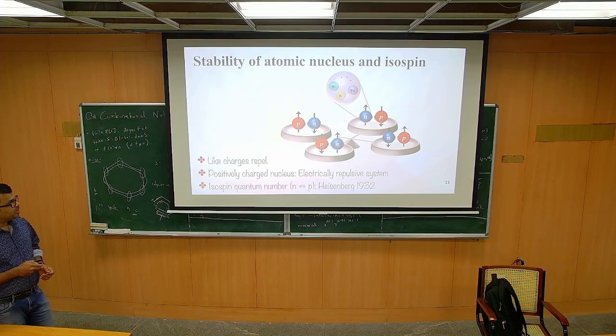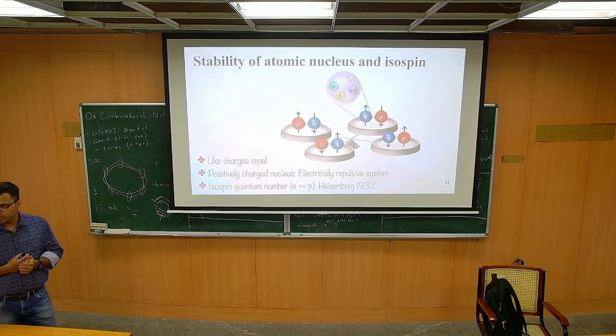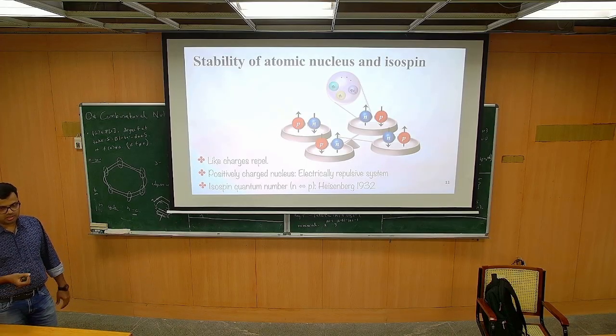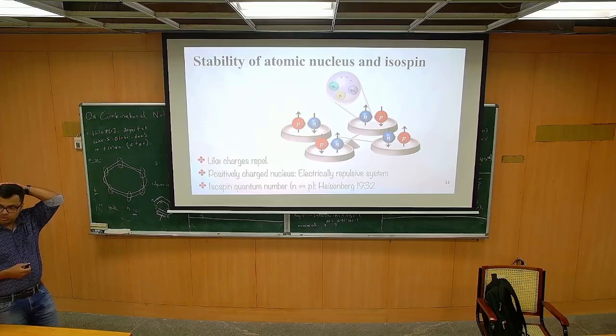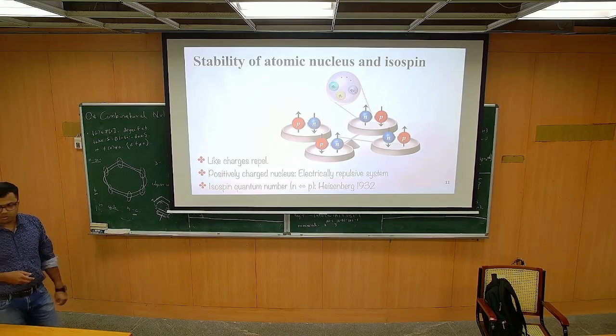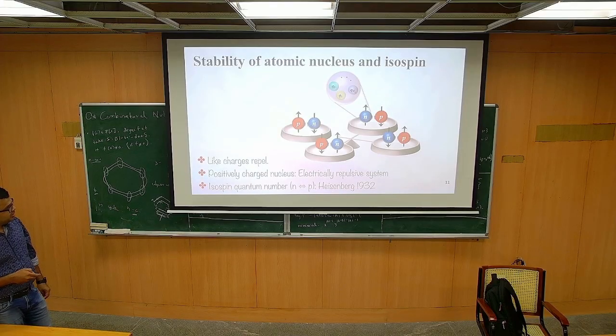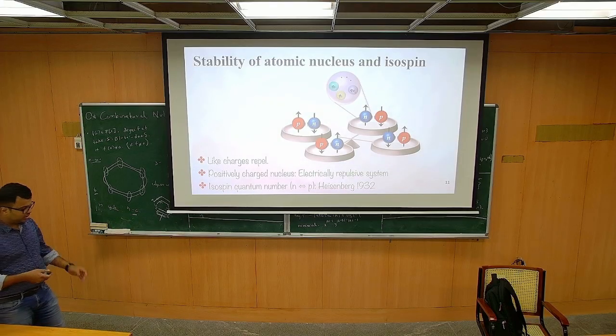You have a proton and a neutron inside it, and it is known to have a binding energy of 2 MeV. Proton has positive charge, neutron has neutral charge. How is it staying bound? That means there is some other interaction that we don't know of at the moment that is driving the stability of the nucleus. Okay. So around 1932, Heisenberg proposed that there is some additional quantum number.